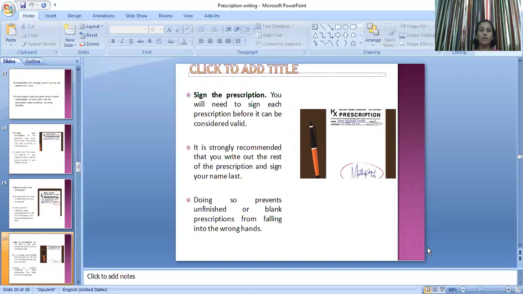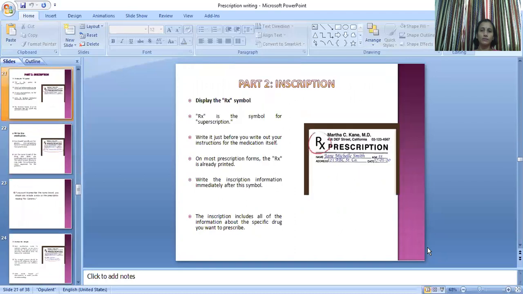It is strongly recommended that you write out the rest of the prescription and sign your name last. Doing so prevents unfinished or blank prescriptions from falling into the wrong hands.